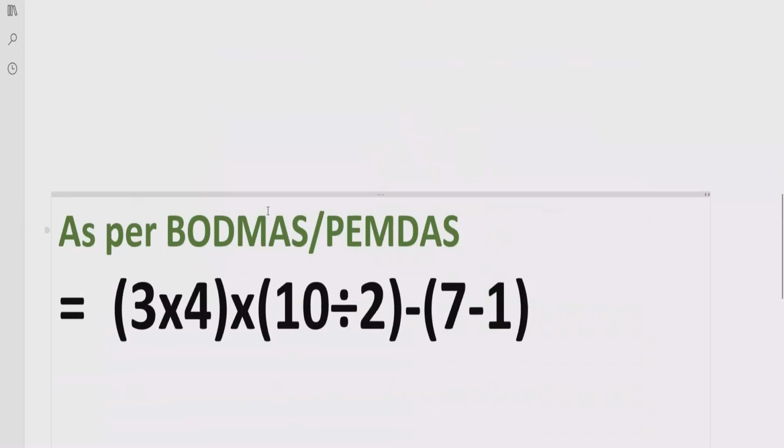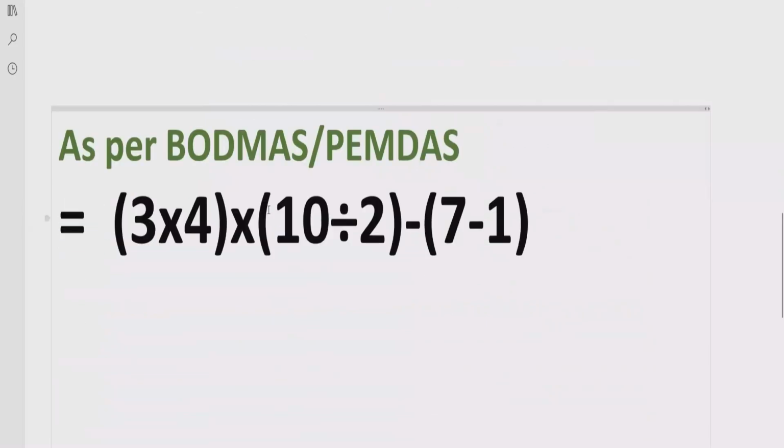Now, let's move towards solving the given expression. As you can see on the screen, we have 3 multiplied by 4 multiplied by 10 divided by 2 minus 7 minus 1. And here we have 3 brackets. One is this one, other one this one, and third one is this one. So according to the BODMAS and PEMDAS rule, first we have to solve all brackets. So here we have to solve this part first.